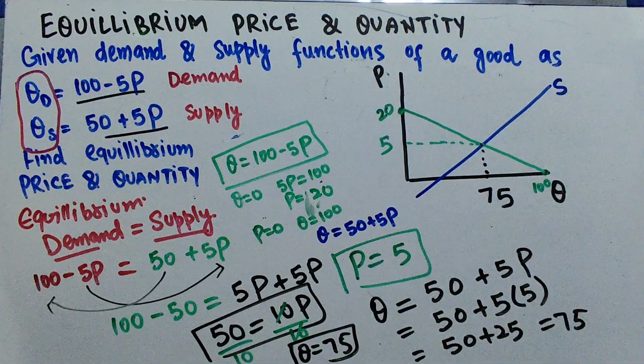So simple thing: we equate the demand function with the supply function to find the equilibrium price and quantity. I hope I make myself clear in this video.